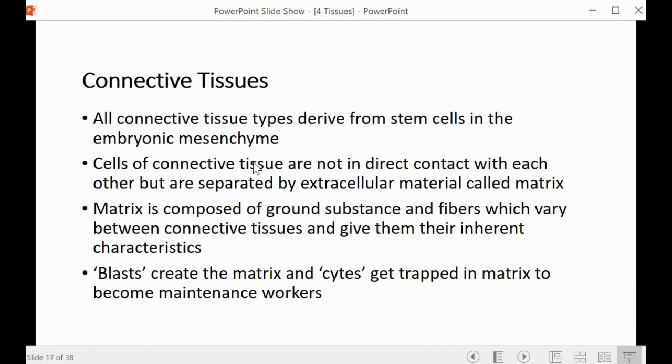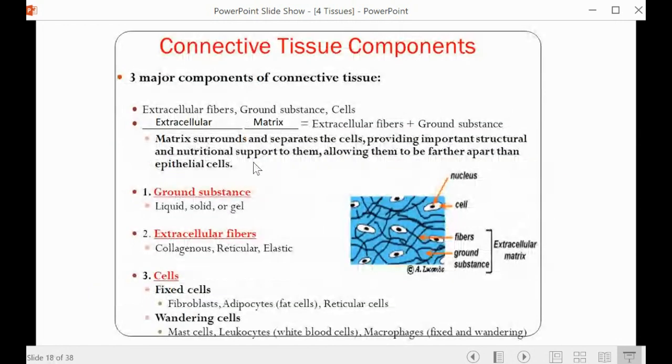Blast cells, okay, so remember that. Anything with that word blast at the end is going to create the matrix. It's blasting it and making it. And then anything that says cytes actually gets trapped in the matrix, and they maintain it. They keep it going, okay?